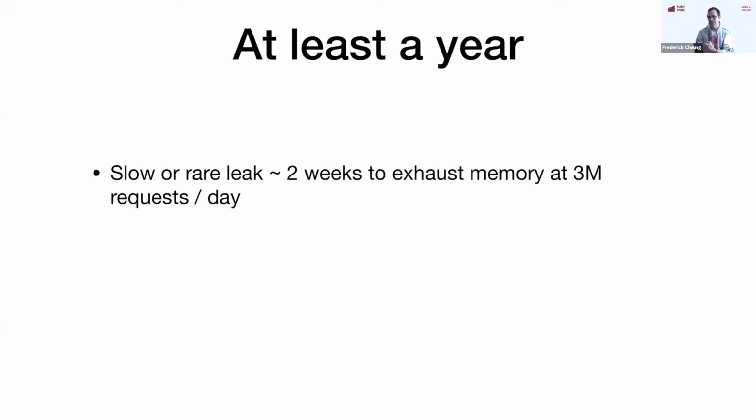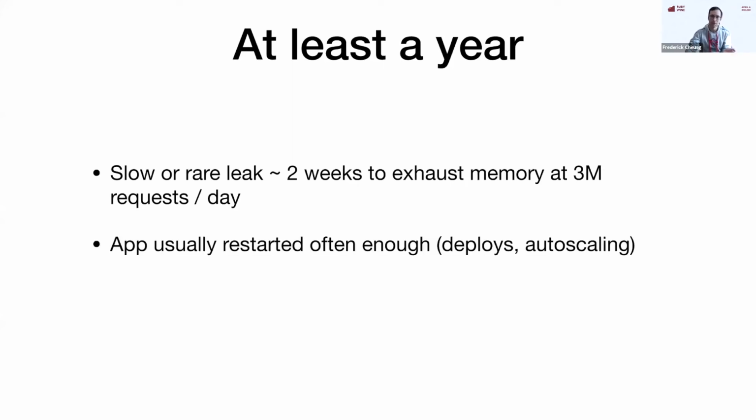The first is it's either a slow leak or a very rare leak. We don't run this application on a very big instance. It has 4 gigs of memory. It gets 3 million requests a day, and it still takes 2 weeks for the application to get low on memory. And the simple truth is that we restart the application much more often than every 2 weeks. We deploy much more than that.